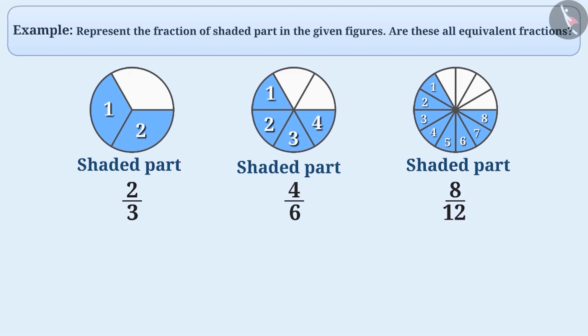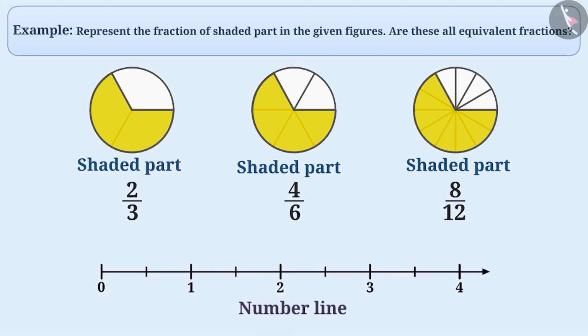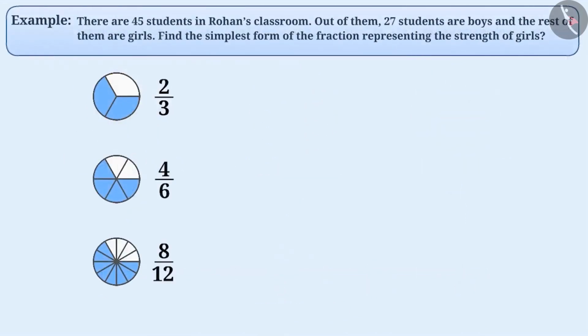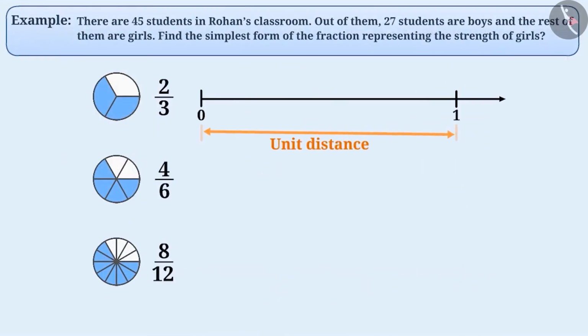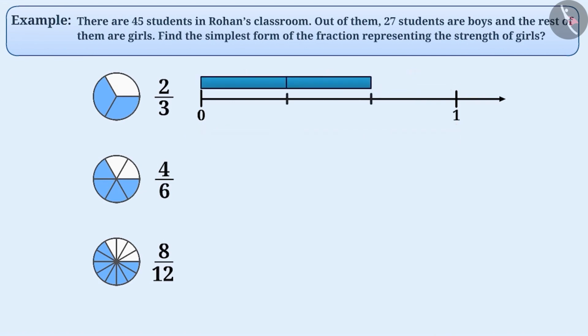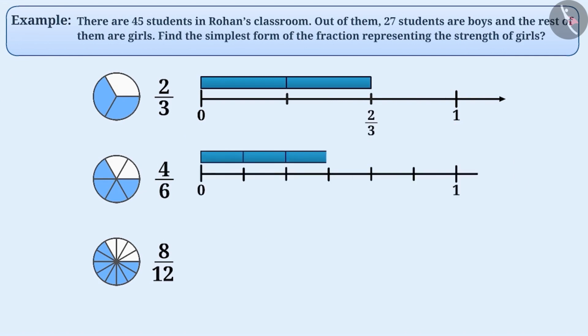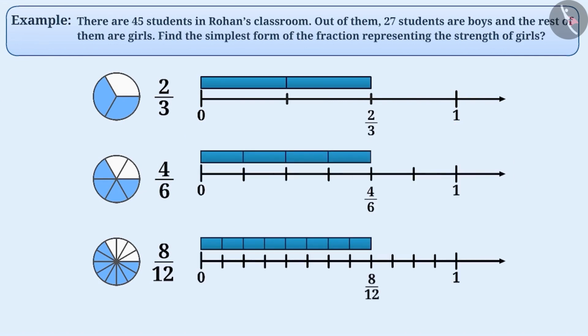By looking at the figures, it appears that the values of all these fractions are equal. But the correct way to find this is to represent these fractions on the number line. Divide the unit distance into 3 equal parts on the number line, and 2 parts of these are represented by the fraction 2 by 3. Similarly, we will represent 4 by 6 and 8 by 12 on the number line.